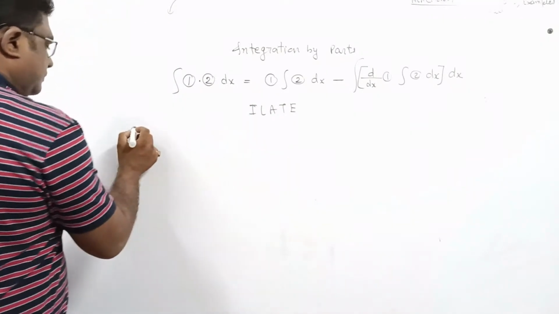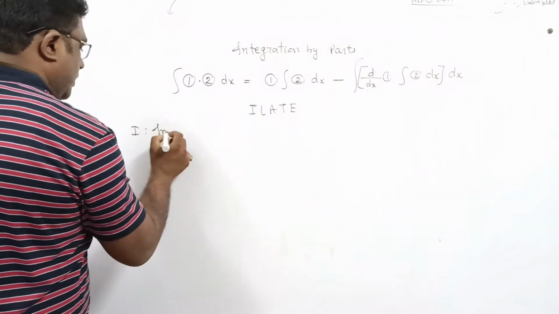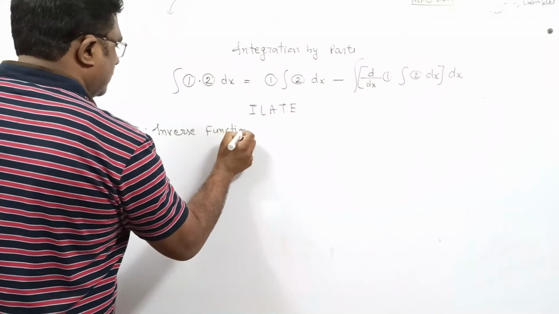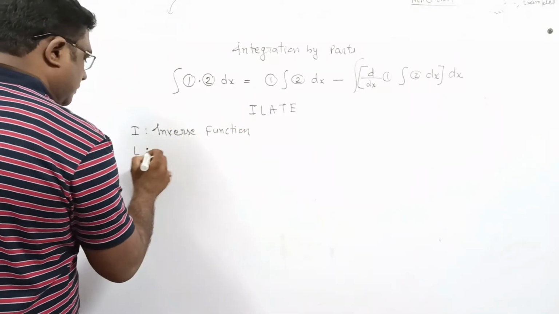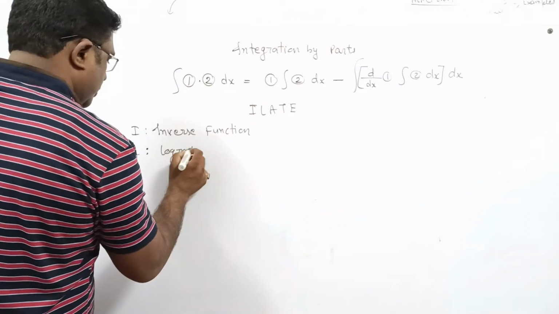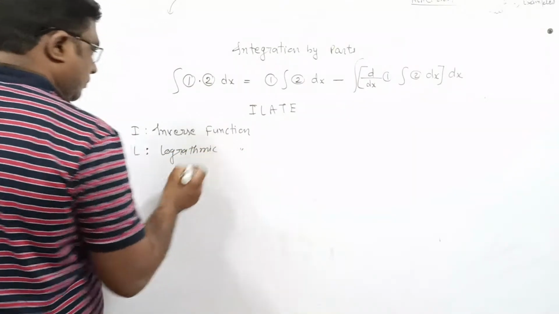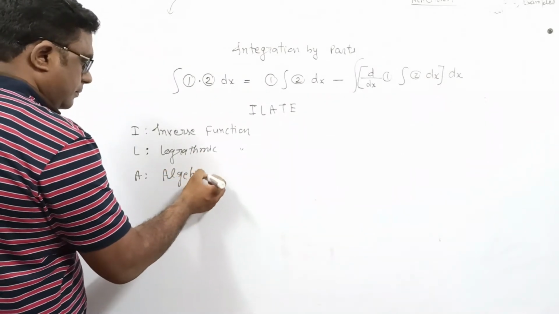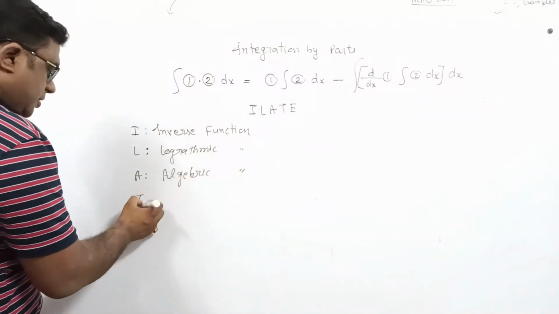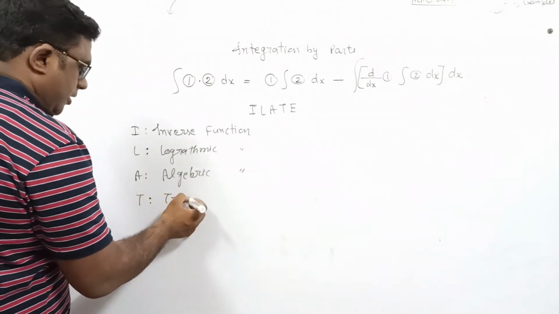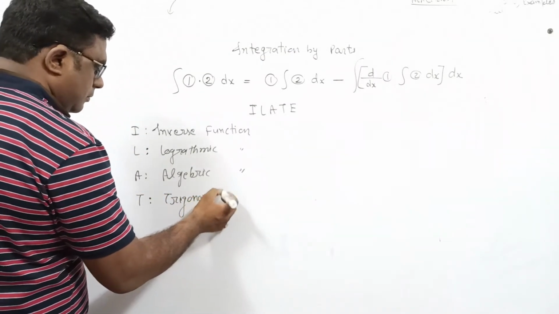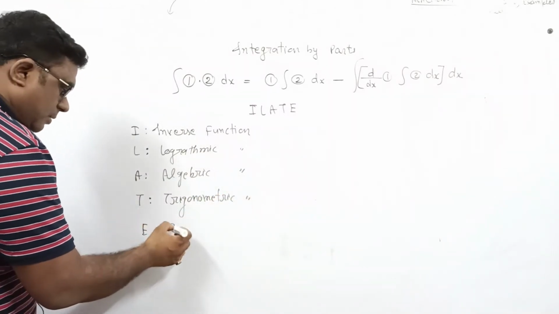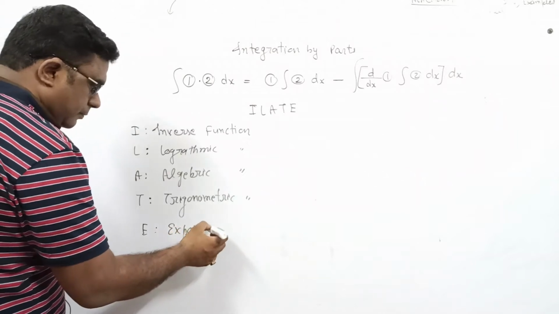Here I means inverse function. L means logarithmic function. A means algebraic function. T means trigonometric function, and E means exponential function.